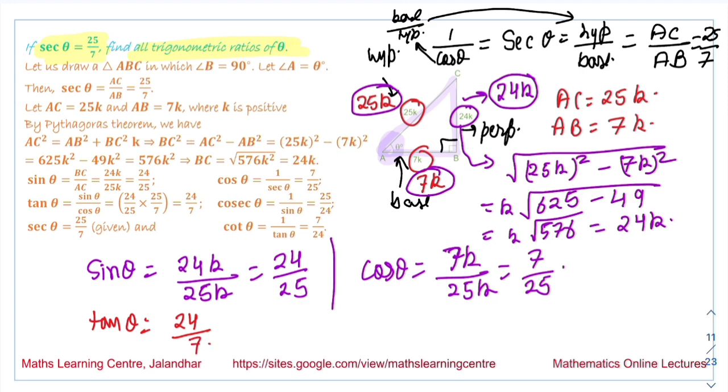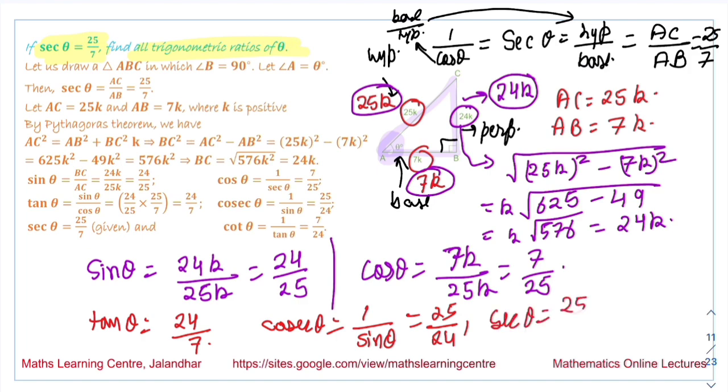24 over 7. The value of cosecant theta is 1 over sine theta, so that is 25 by 24. The value of secant theta is already given to be 25 by 7. It is the reciprocal of 7 by 25. And last we are talking about cot theta, that is the reciprocal of tan theta. So the answer we get is 7 by 24. So these are the trigonometric ratios corresponding to secant theta equal to 25 by 7.